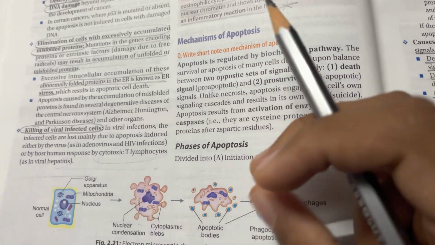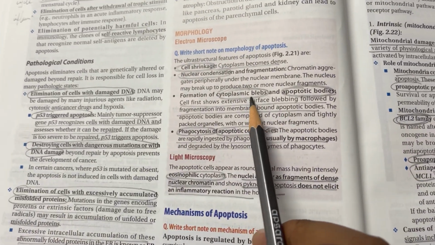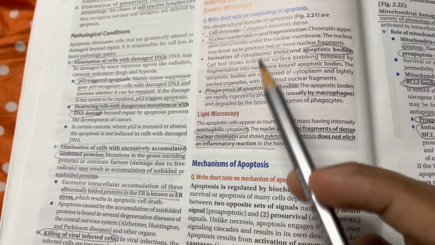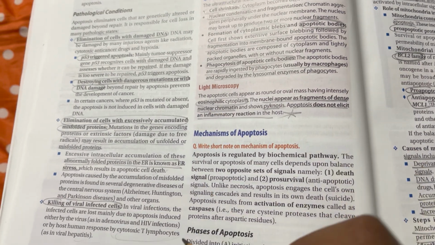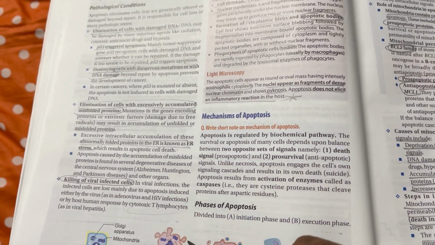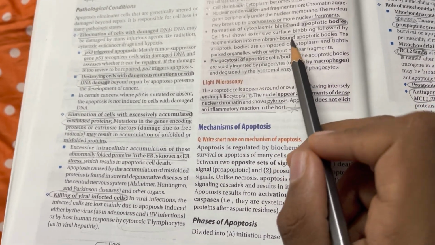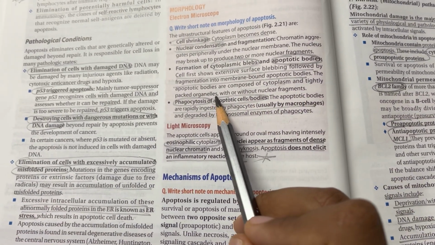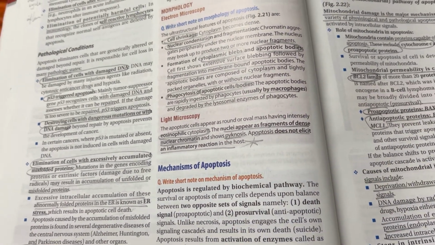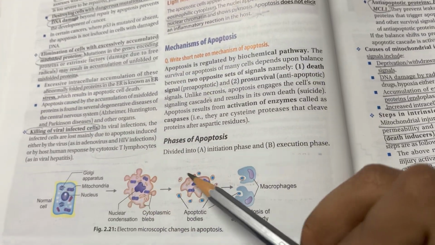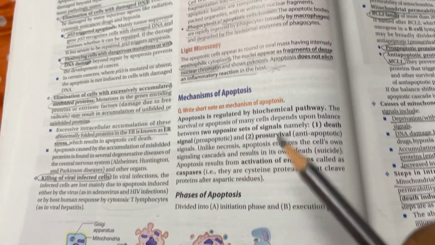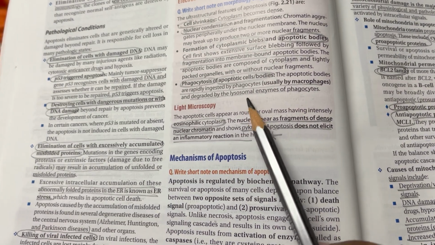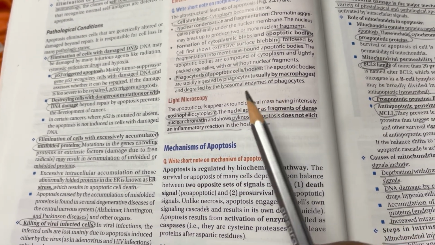So the nucleus breaks down. Next, the cytoplasm also breaks down, with formation of cytoplasmic blebs and apoptotic bodies. First, the cell shows extensive surface blebbing, followed by fragmentation of the blebs into membrane-bound apoptotic bodies. They are composed of cytoplasm and tightly packed organelles with or without nuclear fragments. Once these apoptotic bodies are shed, they are phagocytosed by macrophages and degraded by the lysosomal enzymes of the phagocytes.